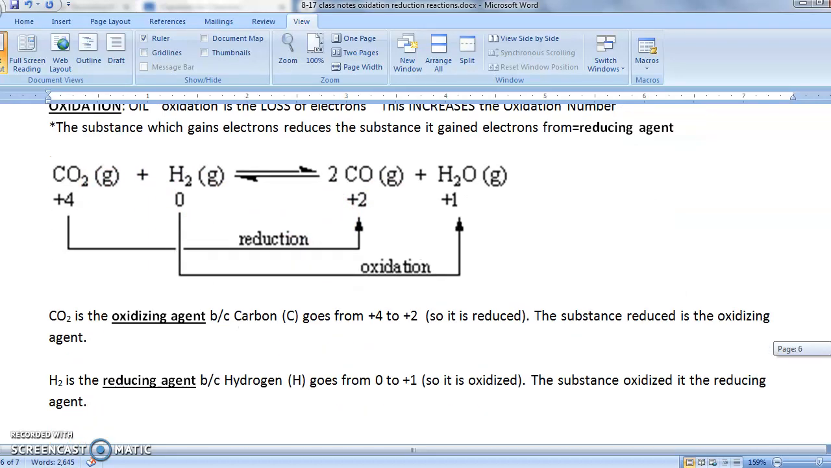What are our agents here? CO2 is the oxidizing agent since the carbon was reduced. Hydrogen here was oxidized, so H2 is the reducing agent.